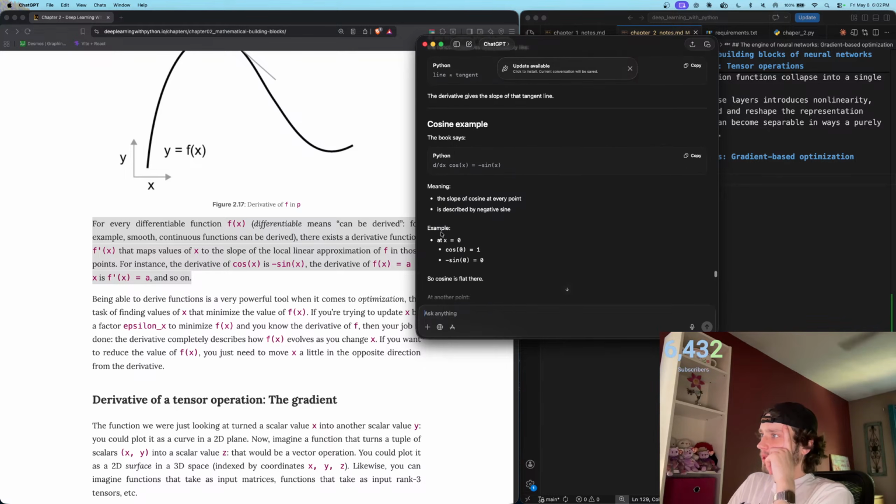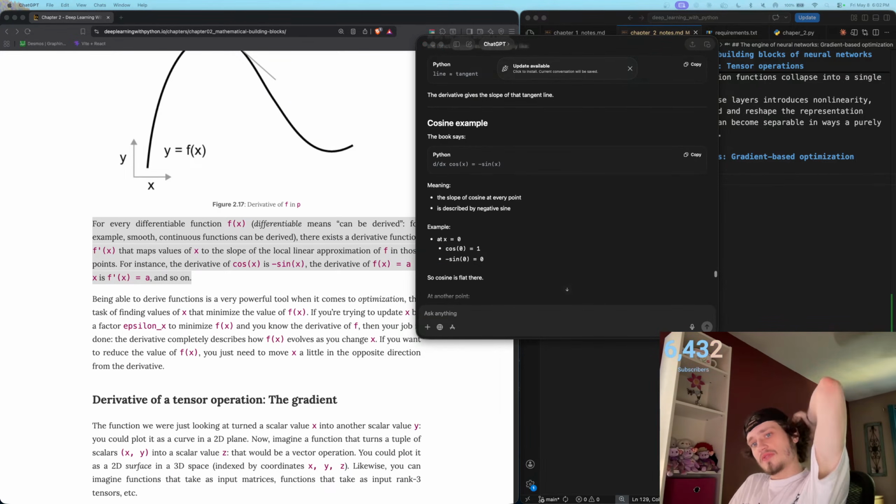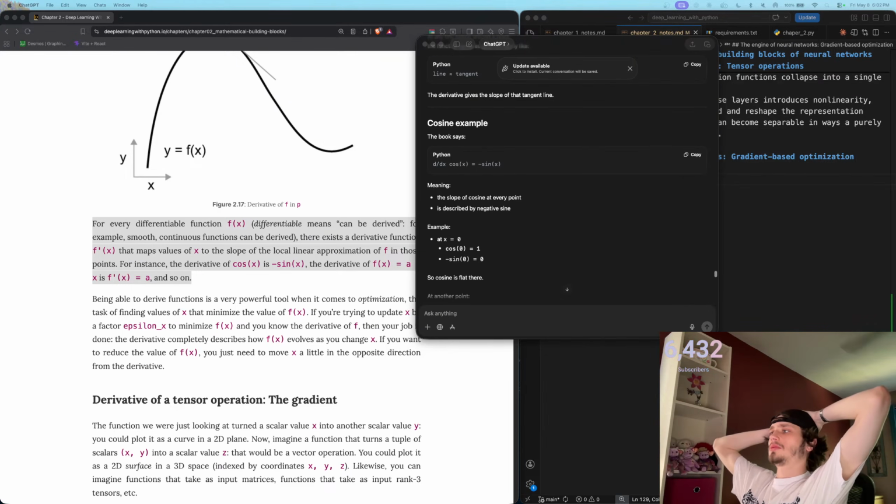for example, at x equals 0, cosine of 0 is 1. The negative sine of 0 is 0. So cosine is flat there. So x equals 0. Yeah, that makes sense, right? It's 0 and 1, and it's the peak, so it's a flat slope there. So negative sine of 0 is 0, the resulting y value is 0. So cosine is flat there.